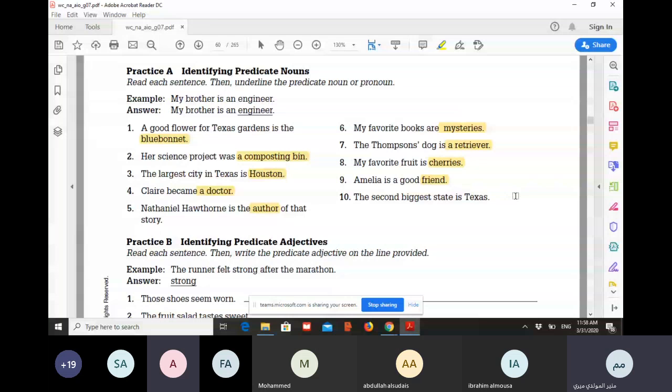Teacher, can I do number 10? Number 10. Can I do it? Abdurrahman Haidan.